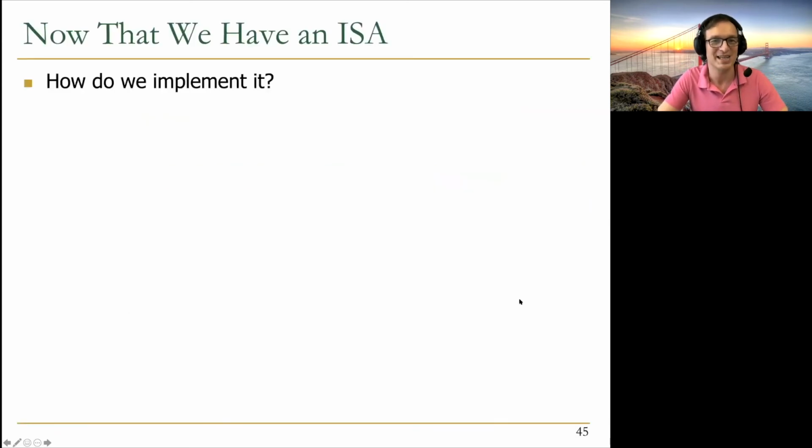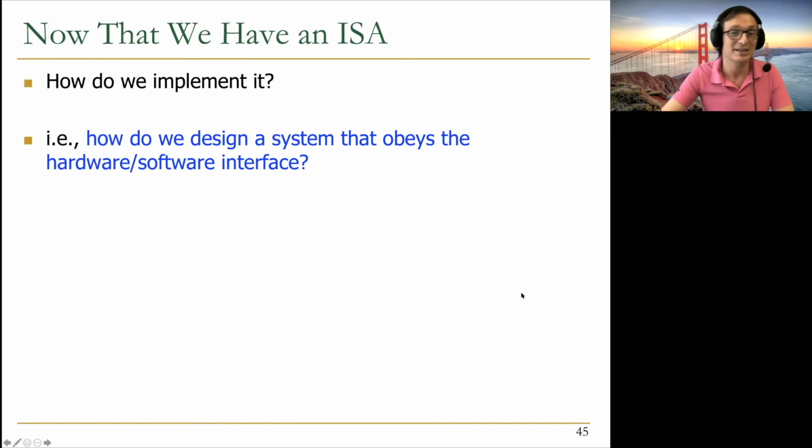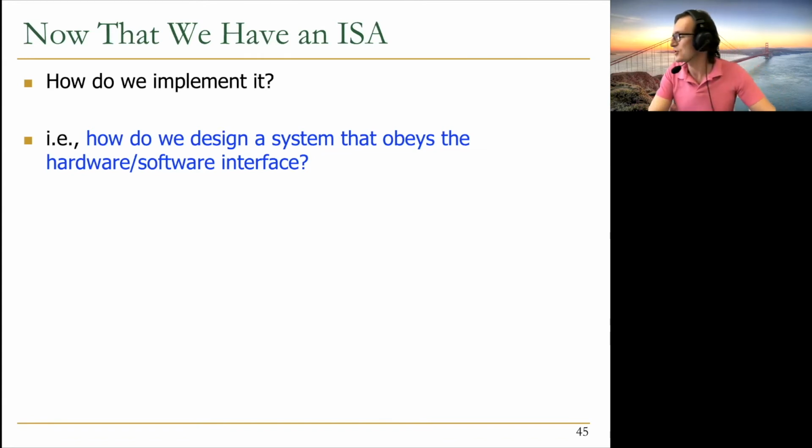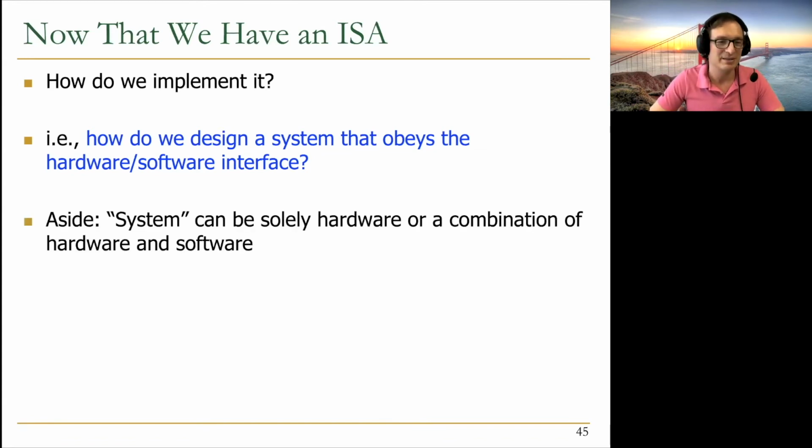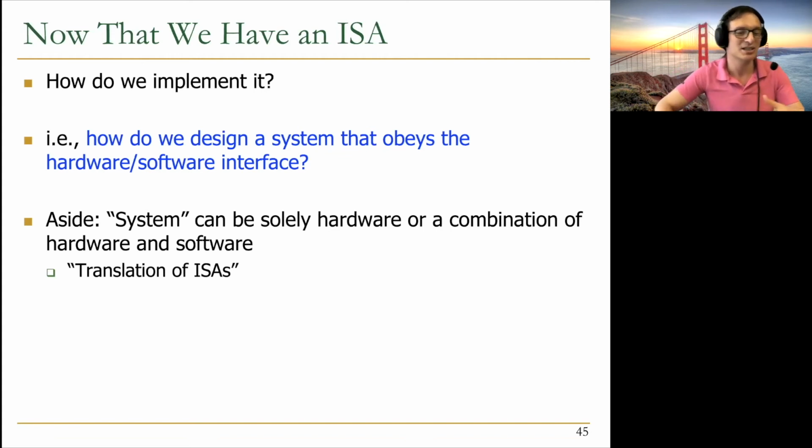So we have an ISA. The question is, how do we implement it? In other words, how do we design a system that obeys the hardware-software interface while satisfying the requirements of our design point? As an aside, a system can be solely hardware or a combination of hardware and software. Basically, we can take an ISA and underneath we can implement it purely in hardware, or we can do some translation to something else in software and then implement in hardware. So this is the concept of translation of ISAs, if you will.